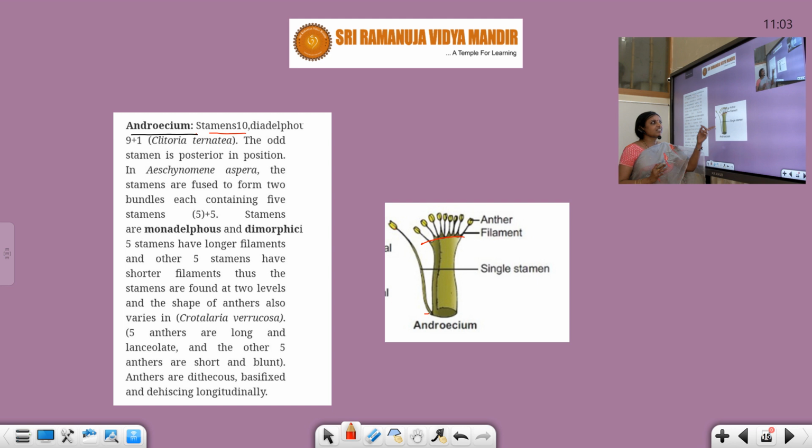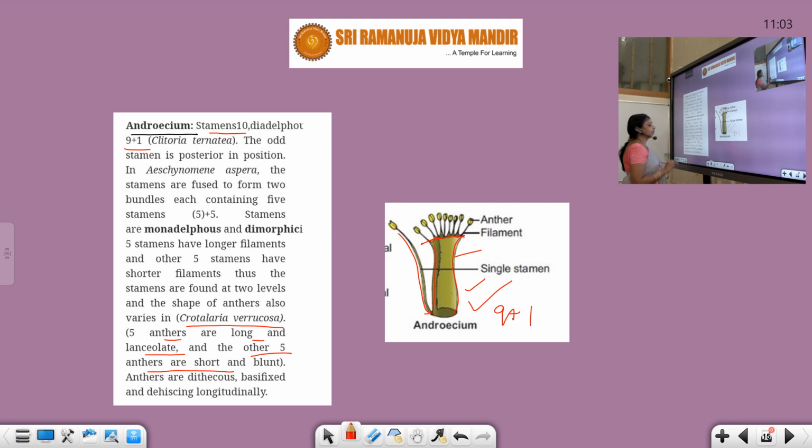Here you can see that the 9 filaments of the anthers are fused and present on one stalk, and one is present singly. In Crotalaria all the 10 are fused, but in most cases the arrangement is called 9 plus 1. So here you see diadelphous 9 plus 1. In Crotalaria we will see that. In Crotalaria also 5 anthers are long and lanceolate, and 5 other anthers are short.